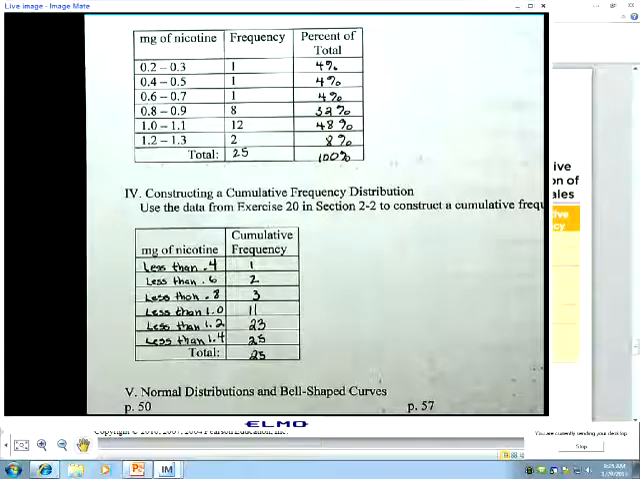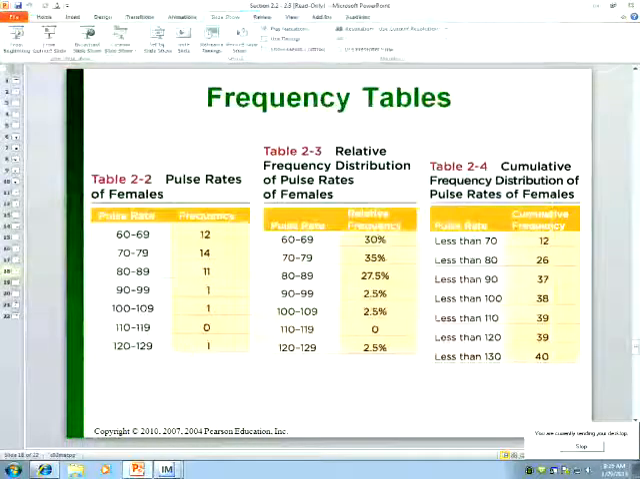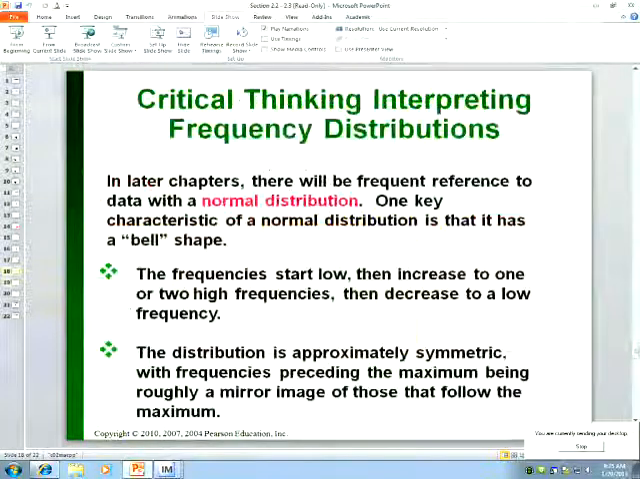All right. So what can we tell by looking at these frequency tables and these histograms? Cigarettes are bad and your heart beating is good. That's what you can figure out.